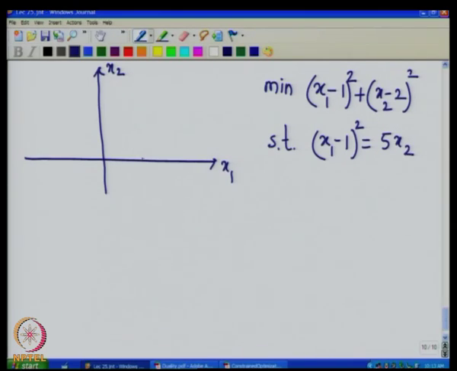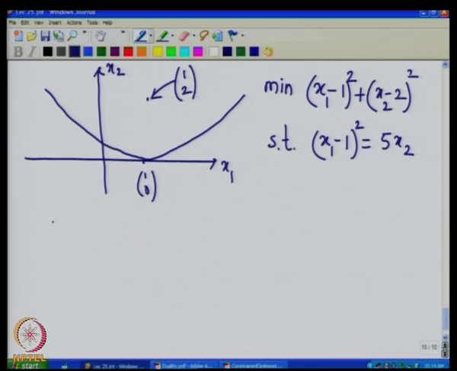So, the parabola will touch the x1 axis at (1, 0), and the parabola would be something like this, and the point (1, 2) is a point somewhere here. So, this is the point (1, 2). So, we want to find out the circle of minimum radius which touches this parabola. So, note that there is only one equality constraint.